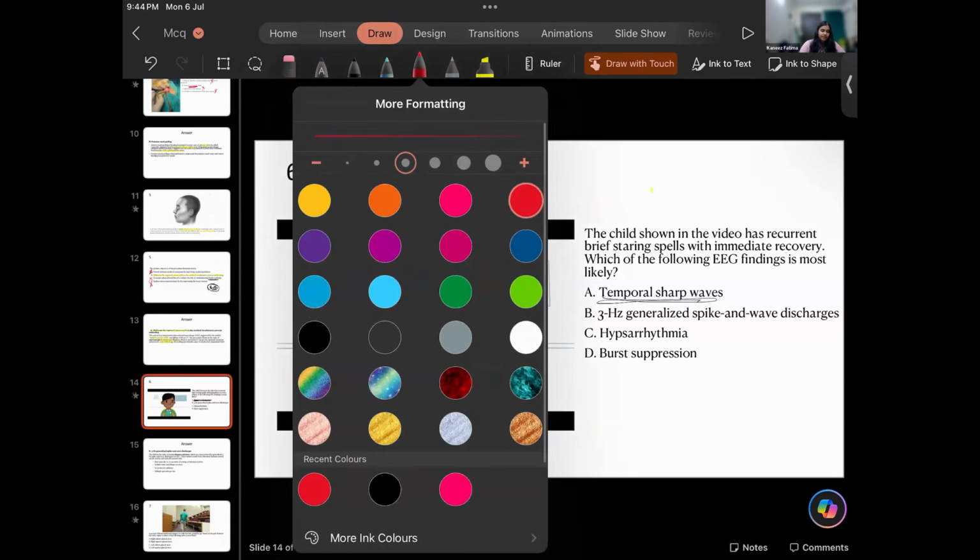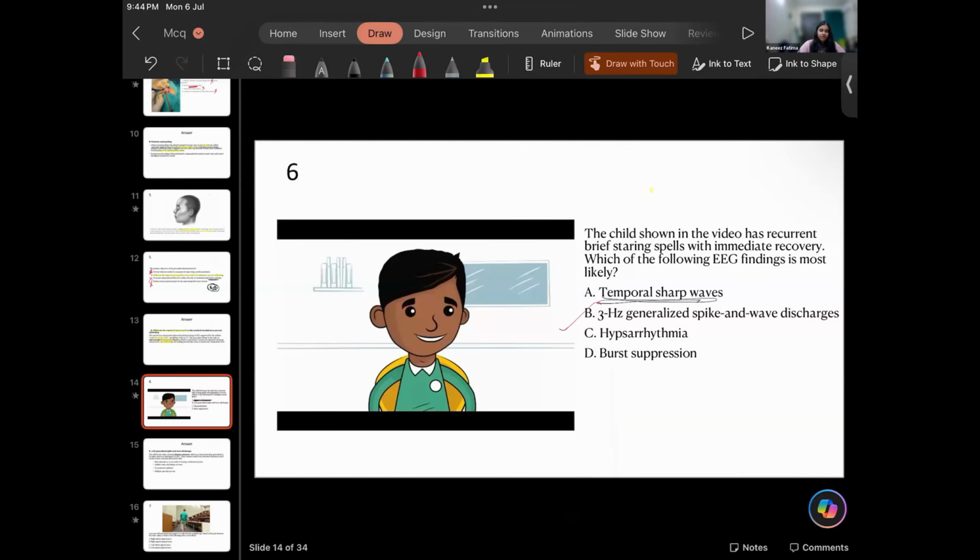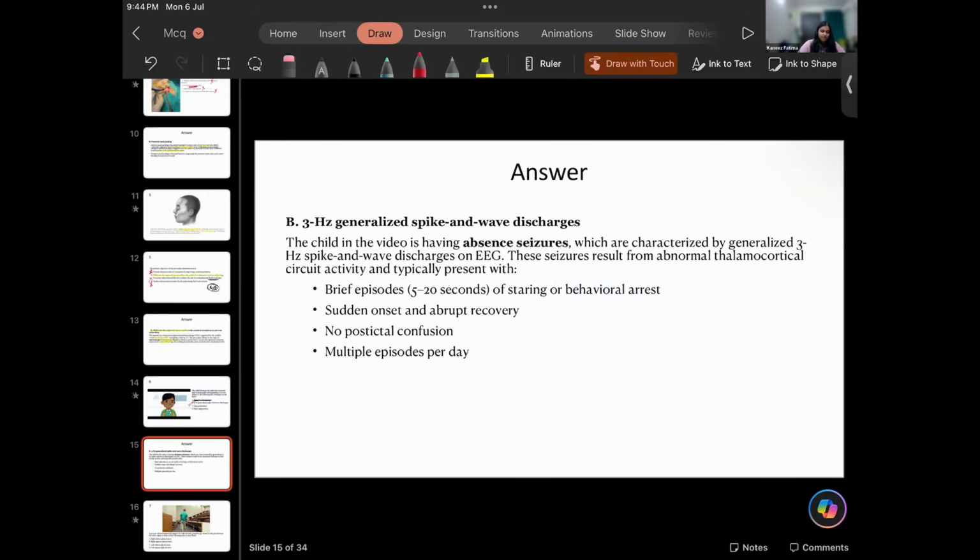So the answer would be generalized spike and wave discharge, which is seen in absence seizure or a petit mal seizure. We will go through this explanation. 3 Hz generalized spike and wave discharge.